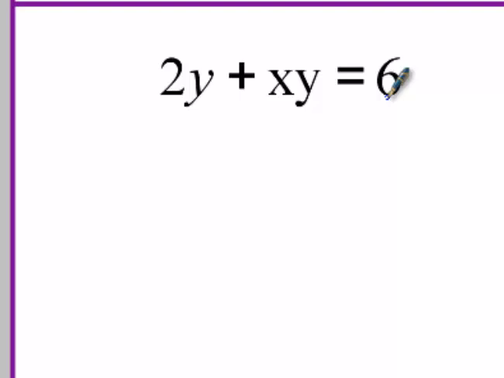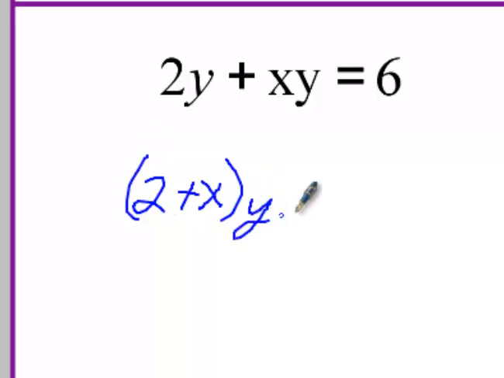Now, we want to get 1y by itself. But how many of them do we have here? Right, we have 2. So if you have 2y's plus xy's, is there a way that we can combine those? They're the same type of item. They're both y's. So what that means is that this becomes (2 plus x) times y equals 6.